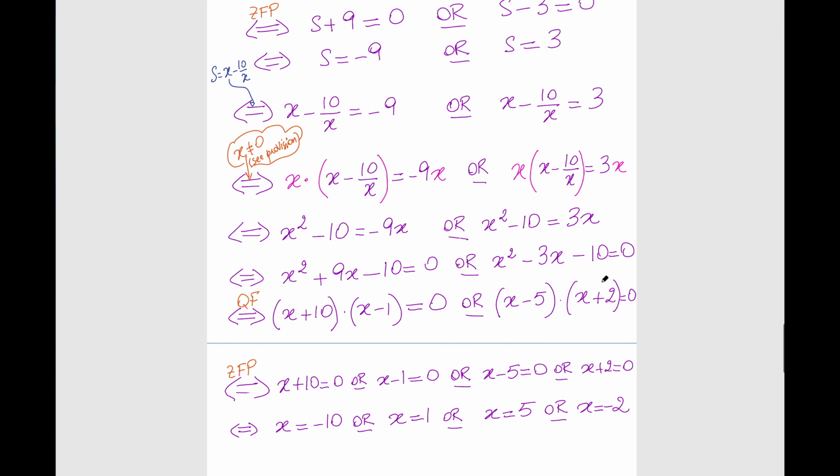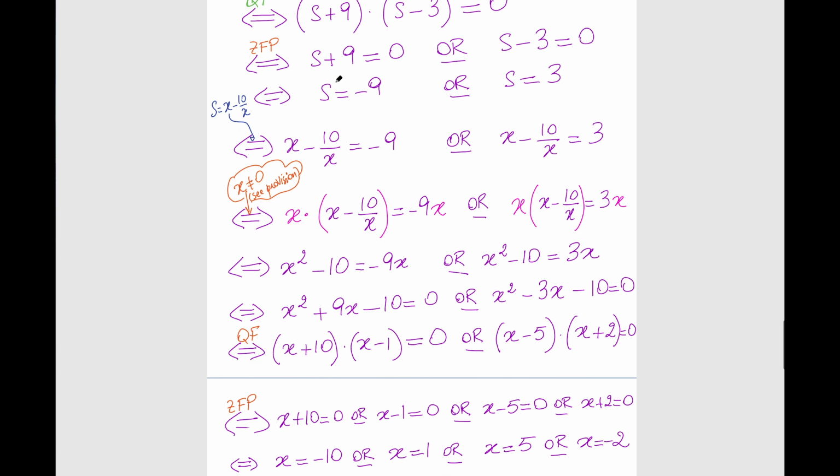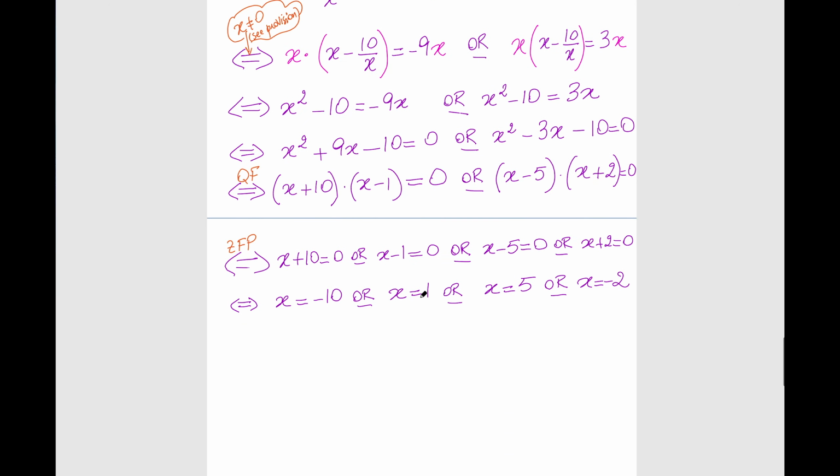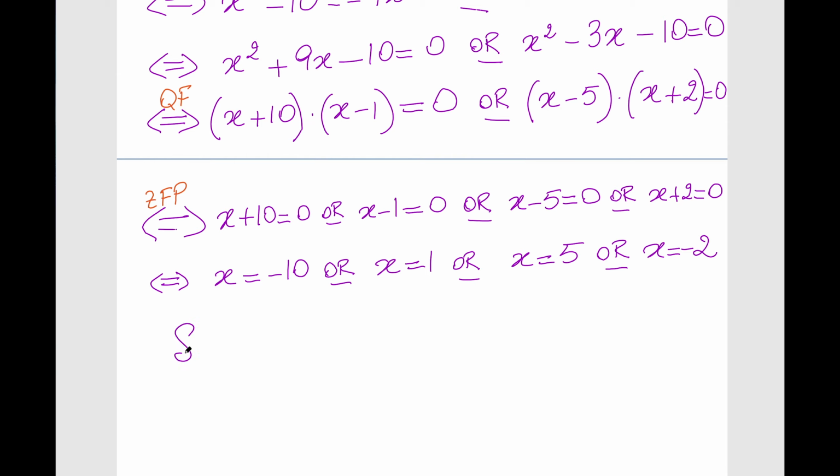So what are the solutions of the equation in 32? We got 4 guys: negative 10, 1, 5, and negative 2. So the solution set is given by this quartet: negative 10, 1, 5, and negative 2. Okay, all right, so this ends this section.